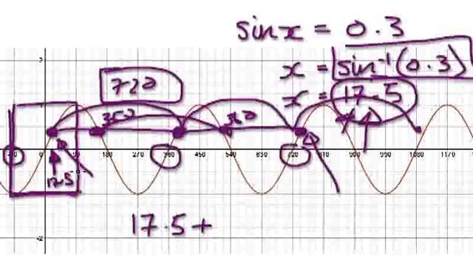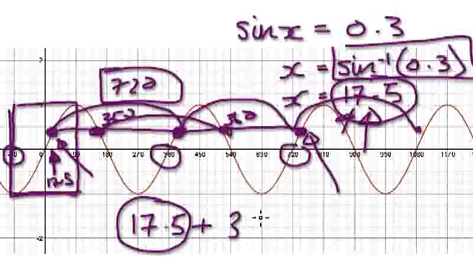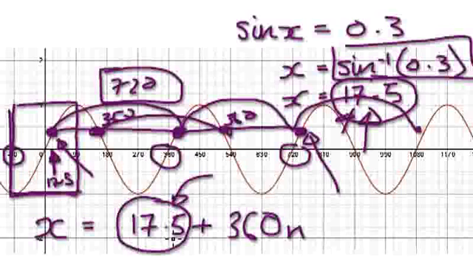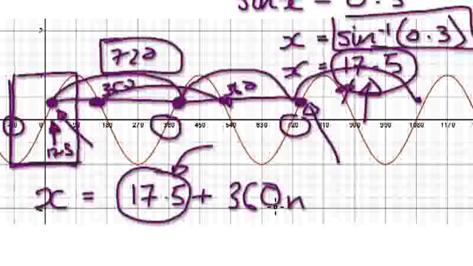Okay, so principal solution here, and then add multiples of 360. The way you would write it is x equals your principal solution, 17.5, plus multiples of 360, so 360n, and then you have to say where n.